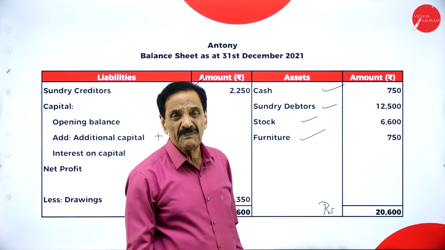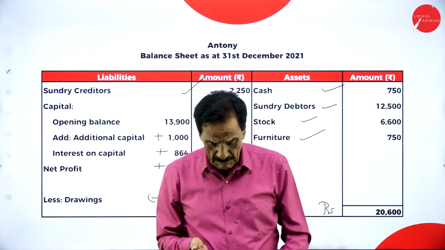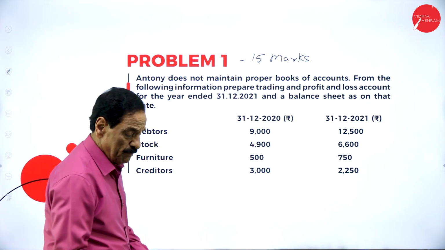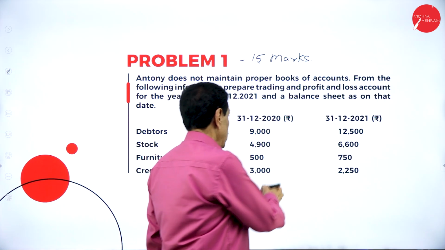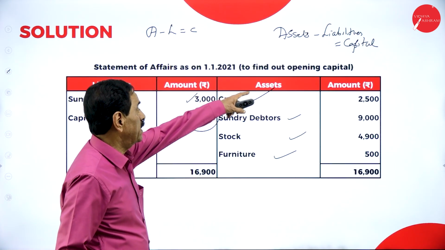Hope you understand. Very easy. 15 marks question. One major question will be how it starts. Now, once again, I will explain. They will give the problem like this. This is your opening date. This is your closing date. Statement of affairs to find out.